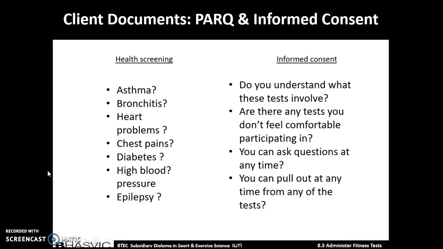So on my next slide, I did the PAR-Q and informed consent. So I did a health screening, so I asked them a few general questions about their health. So I asked them if they had asthma, bronchitis, heart problems, chest pains, diabetes, high blood pressure, and epilepsy. This was to get a general idea of their physical health or their history of health, see if they had any problems that would prevent them from doing any of the exercises that I had laid out.